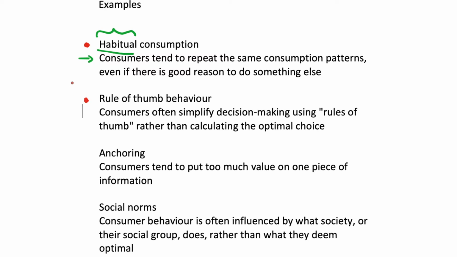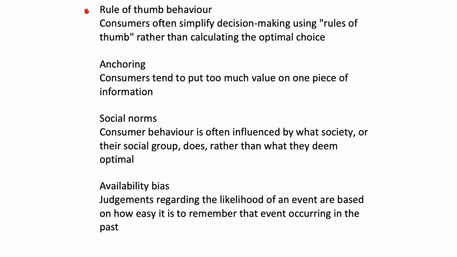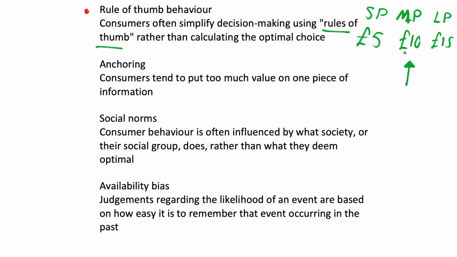Our second example of a cognitive bias is what we might describe as rule of thumb behavior. So consumers often simplify their decision making using these rules of thumb rather than calculating the optimal choice every time around. So the example we may use here is if we have three options. Say we have a small popcorn for £5, a medium popcorn for £10 and large popcorn for £15. Lots of people are going to tend to choose the middle option just because it's middle of the road.